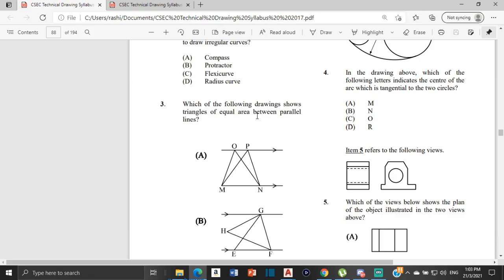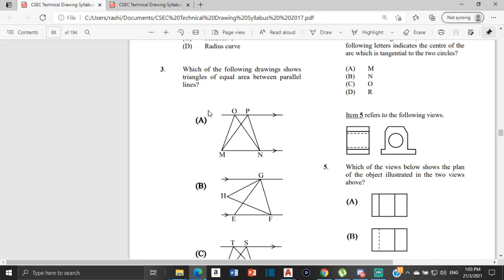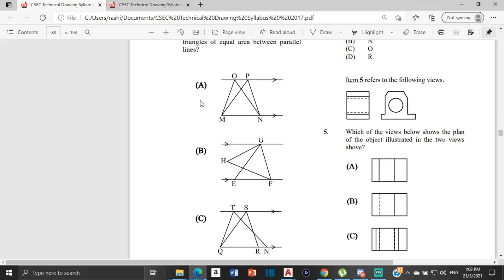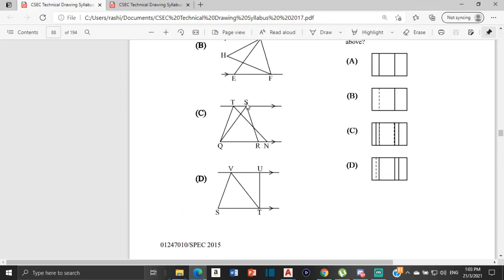Which of the following drawings shows triangles of equal area between parallel lines? The answer for this would be A, and this is why. Triangles that have the same base and the same height will be equal in area, and A is the only example in this drawing that shows that these two triangles have the same base, which is M to N, and then they have the same height right here. All the other triangles are different.